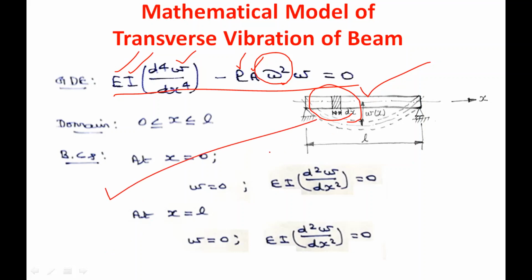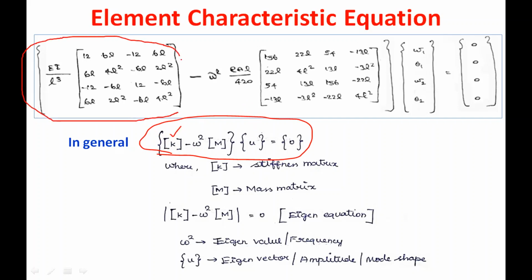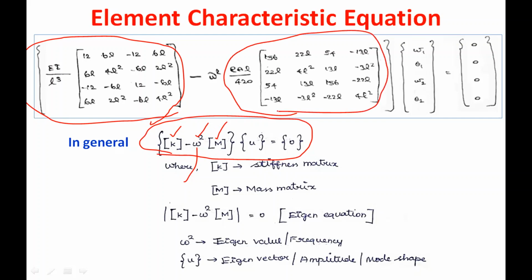After arriving at this mathematical model, by applying the Galerkin approach, we derived the element characteristic equation for a transverse vibration of beam problem. This is the general format of the element characteristic equation for the beam problem. Here K is the stiffness matrix, which is a 4 by 4 matrix given here, and minus omega square, where omega is the natural frequency of the vibration, and M is the mass matrix. Again, the mass matrix is also a 4 by 4 matrix.